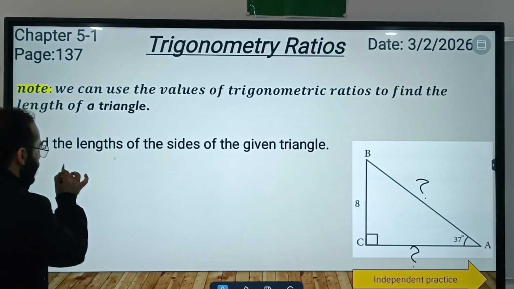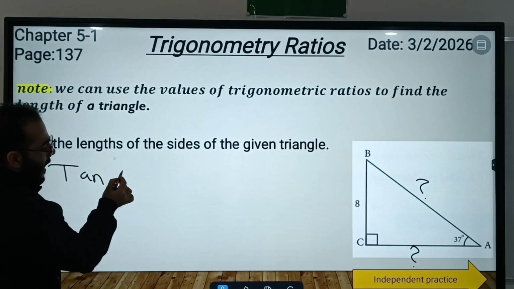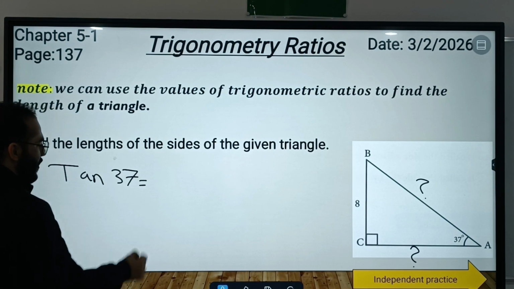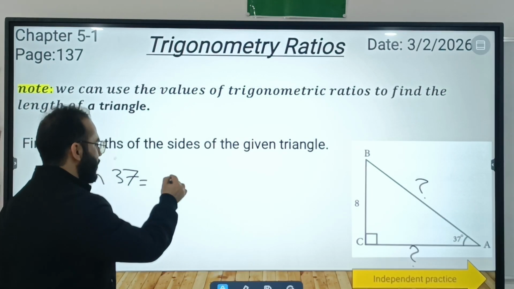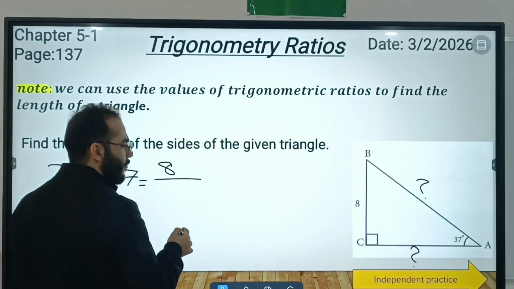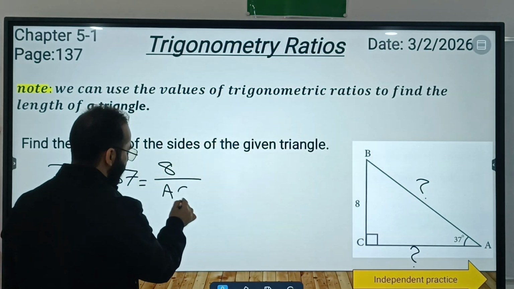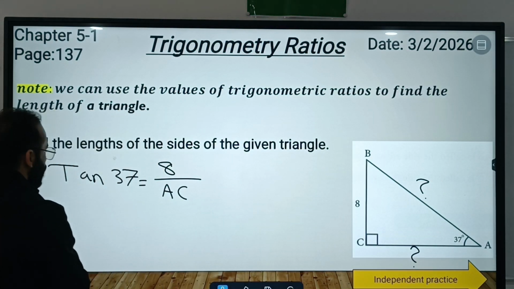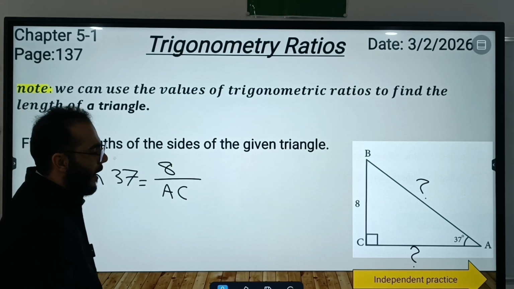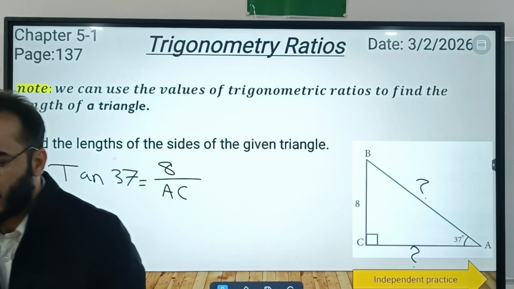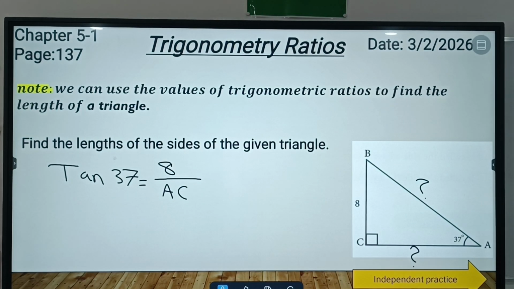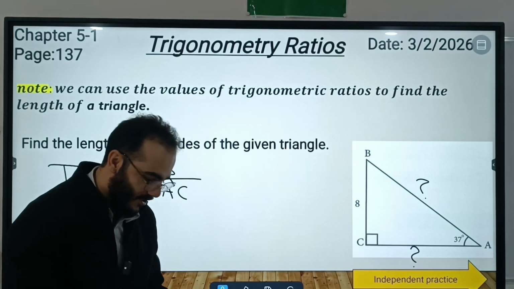All right. So tan, the angle is 37. What was the definition of tan? It says opposite over adjacent. What is the opposite one? 8. What is the adjacent one? AC, let's say. The side AC. So tan 37, I need a calculator. Let me just use my student's calculator here. Okay, of course, I will take permission later on from that student.